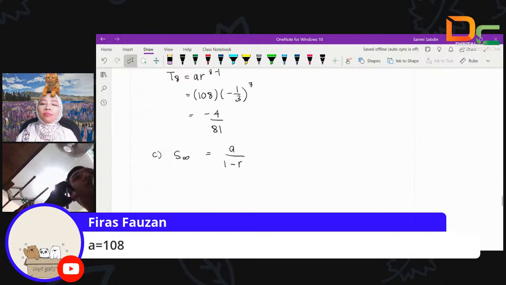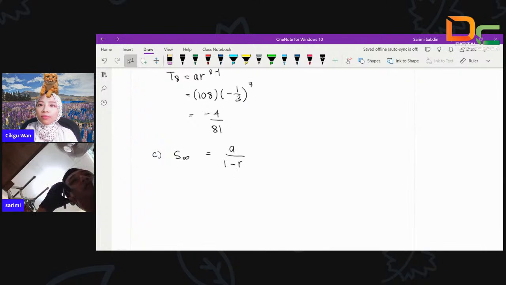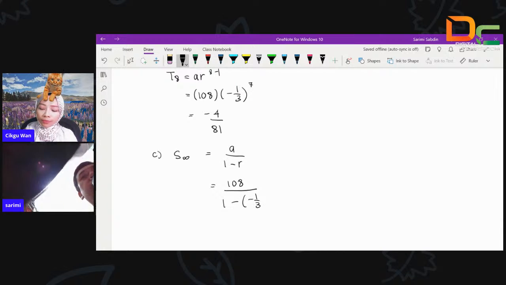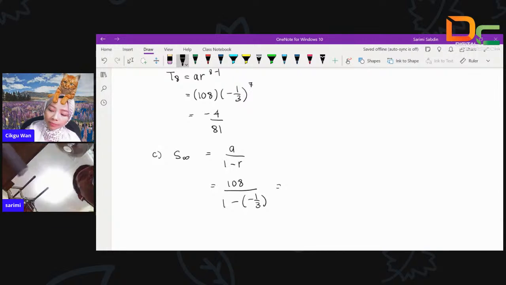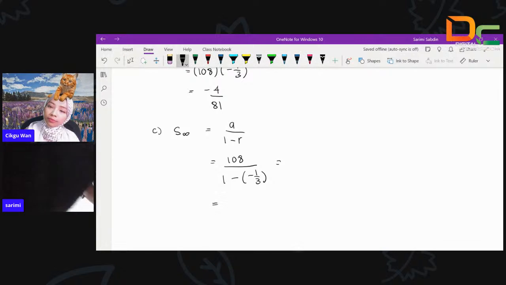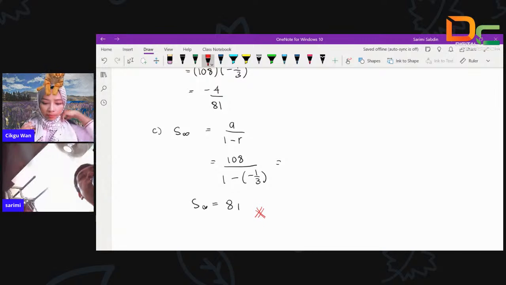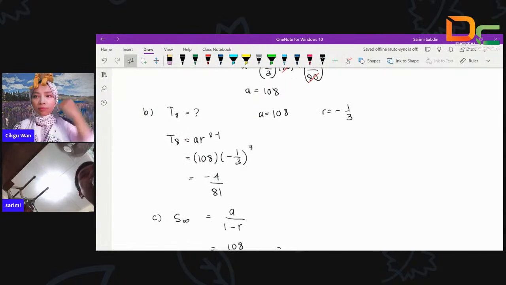Okay. Alright, so S infinity is A over 1 minus R. So we know the value for A is 108, and R is negative 1 over 3. So ni masuk calculator je. Kita akan dapat jawapan dia 81. Okay. So basically part ni sangat mudah lah.